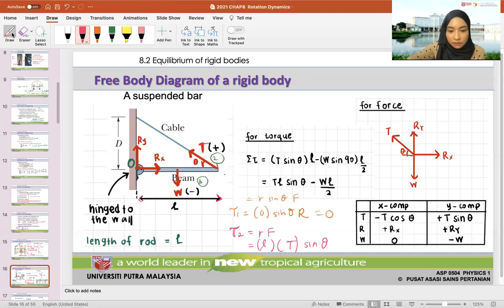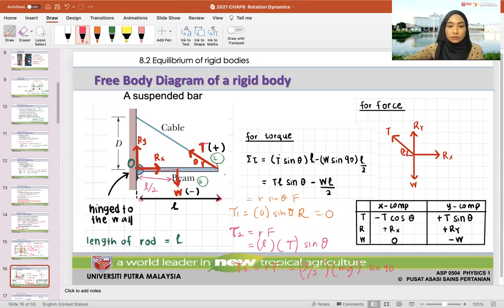So for torque number 3, we do have rotational motion and the length or the radius between the axis of rotation to the weight of the beam is L over 2. How do I know it's L over 2? Because it is at the center of the object. So this becomes RF. It is equal to L over 2 times the weight, mg of the beam, and the angle between the radius and the weight is 90 degrees.